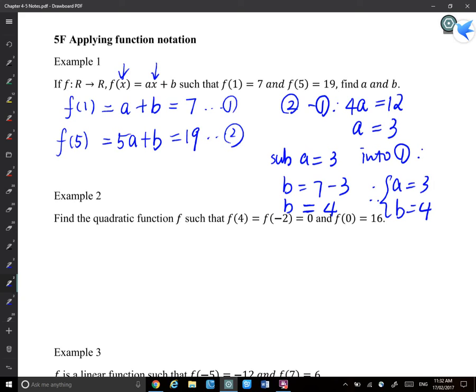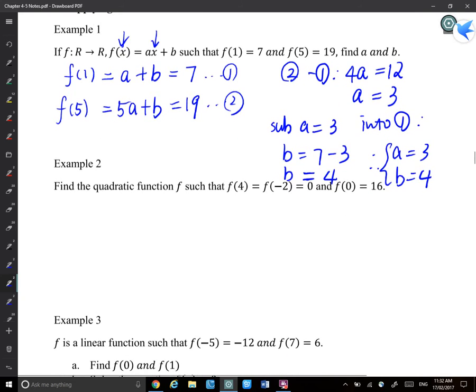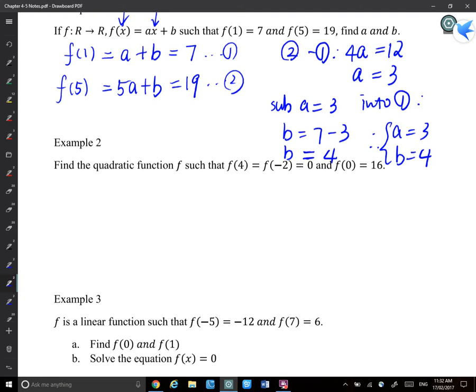Okay, so we just use function notation to solve similar questions. It's a question like year 9, year 10, so we use the same way to solve for that. Still solve linear simultaneous equations, but we just use f(x). Okay, for the next one.